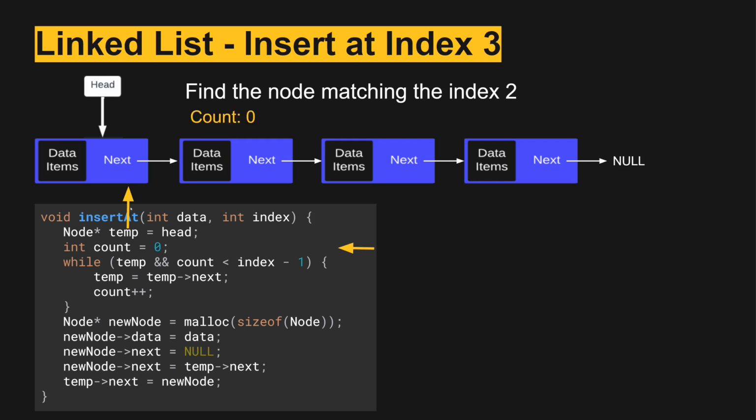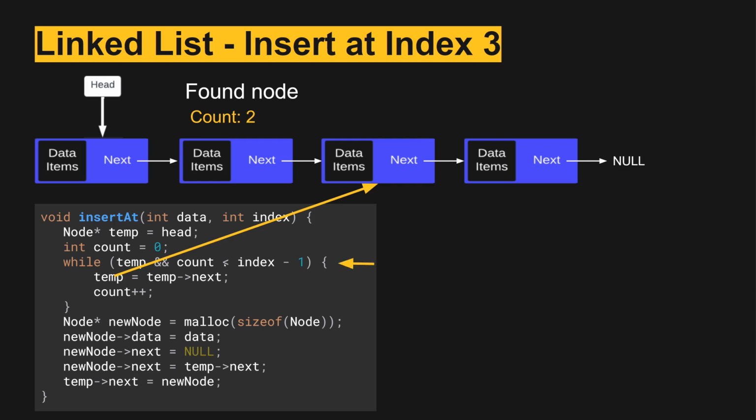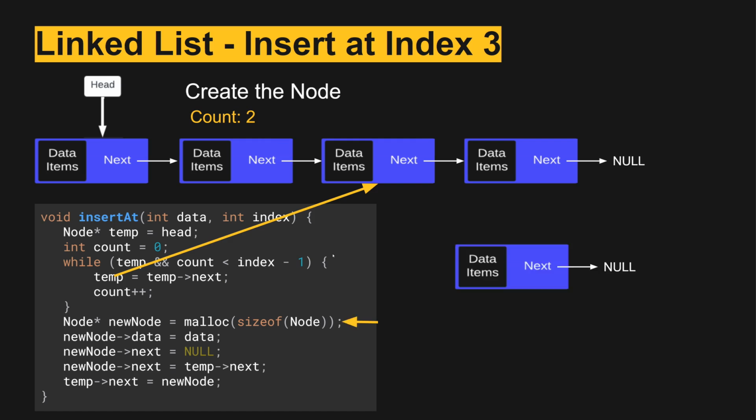So we set it equal to temp, we set count equal to 0, and then we test it. Count is still less than index -1, which is 2. So we set temp equal to temp next, and we increment the count. Count is at 1. It's still less than index -1, so we move temp again. Count becomes 2. Now it's no longer less than. Count is equal to index -1, so it kicks out of the loop.